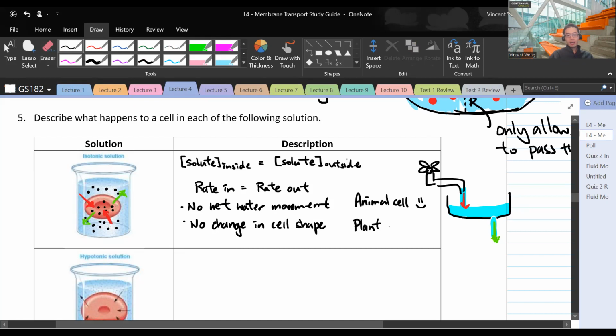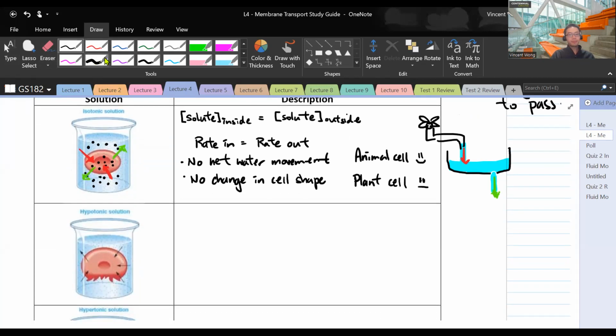If we are talking about a plant cell, they are okay, but not the best. It's not the preferred state. They will survive, but they will not necessarily thrive. So that's isotonic: same concentration inside and outside.